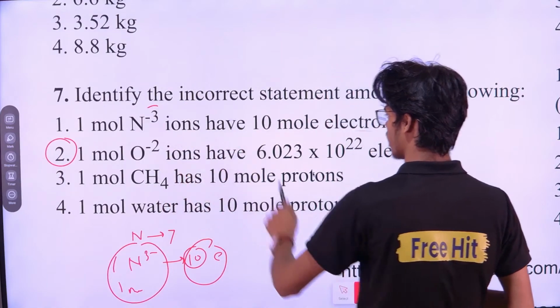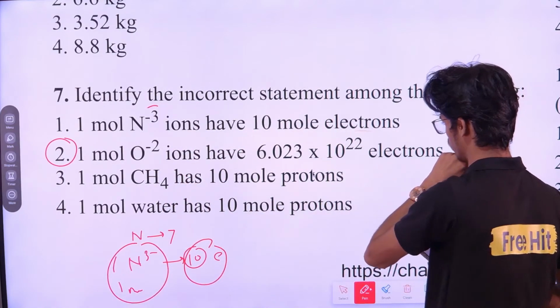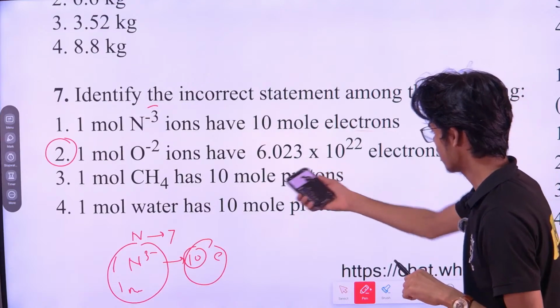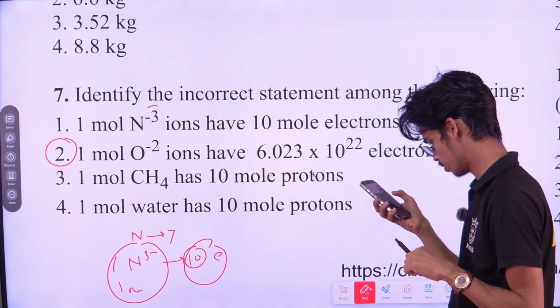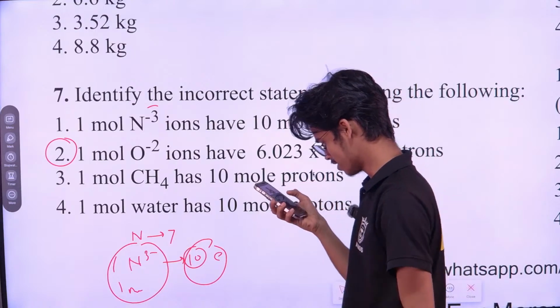One mole of O2 negative ions has this much number of electrons. This is the number of particles. Sir, option number 2. Okay. So who has answered first?